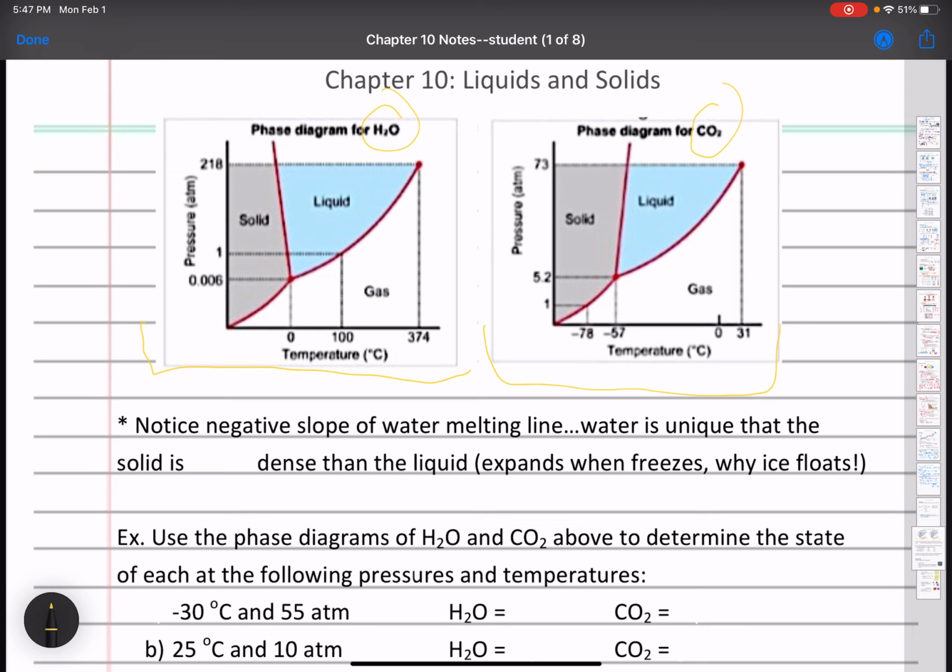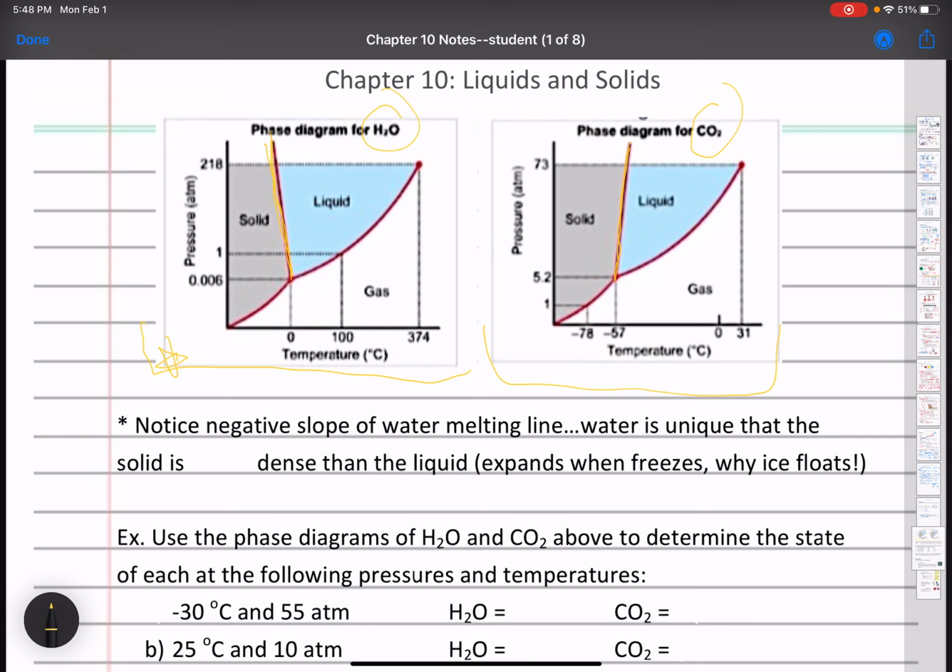Okay, so they're similar in that the solid, liquid, and gas are in relatively the same placement. One thing I want to draw your attention to is this line here. There's a negative sloping line here on water, and a slightly positively sloping line here on carbon dioxide. And that negative slope is somewhat unique in water's phase diagram.